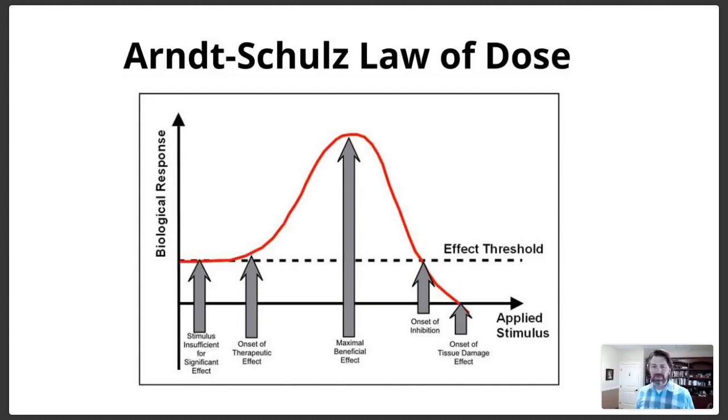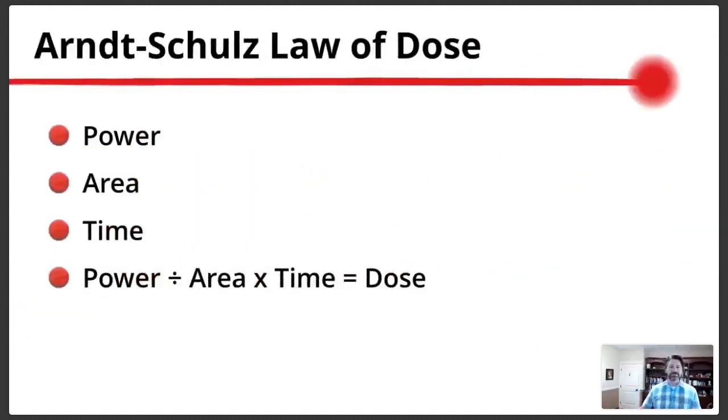All right, so much for questions for now. We will get back to more questions in a minute, but we covered the Arndt-Schulz Law. Let's get into how to calculate your power. Dose is a function of power, area, and time. There we go. I said it right.